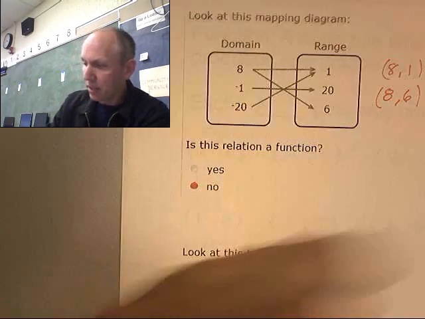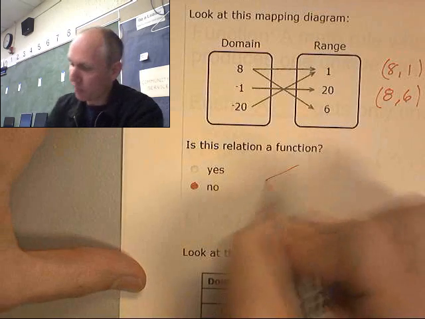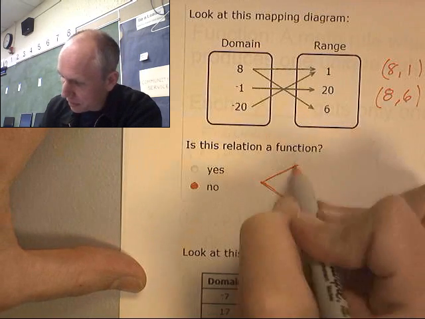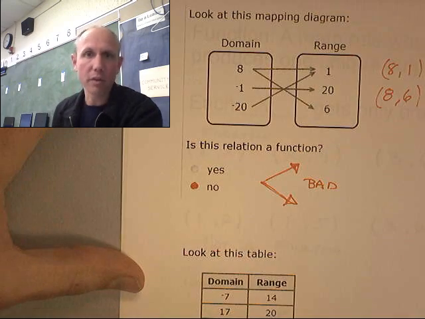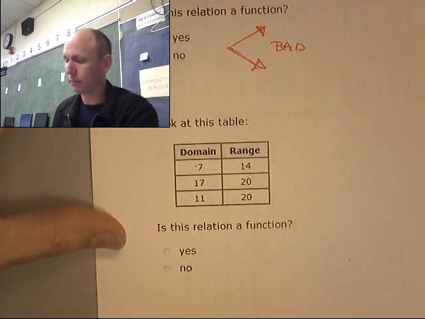Anytime this number here is branching off like this, anytime you see something like this, that is bad. That is not a function. Something crazy is happening there.